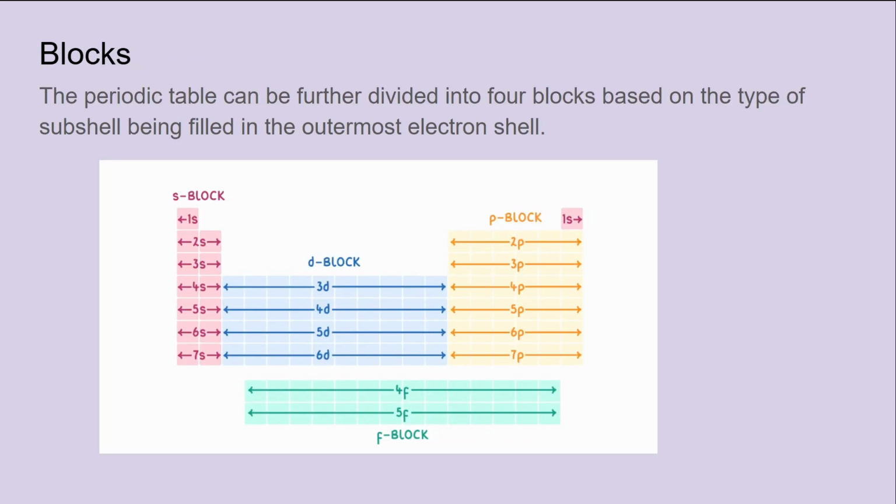So the periodic table can be further divided into 4 blocks based on the type of subshell being filled in the outermost electron shell. On the left, we have the S block. In the transition metals, we have the D block. On most of the non-metals, we have the P block. And at the bottom, we have the F block.